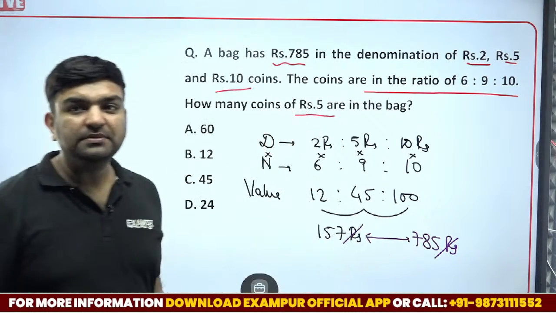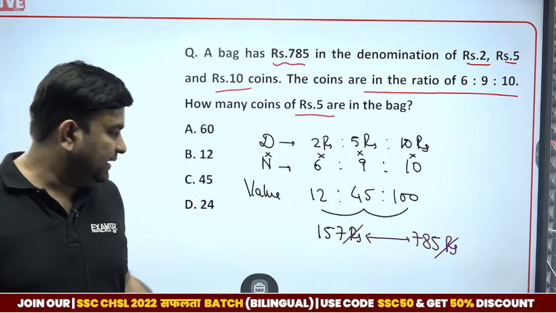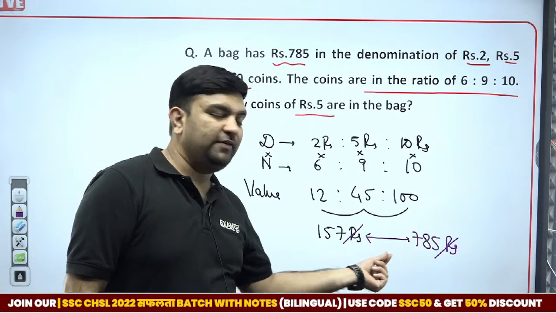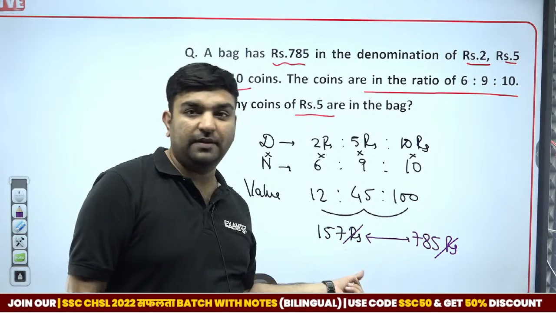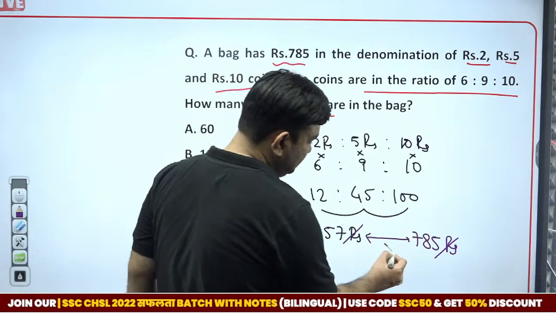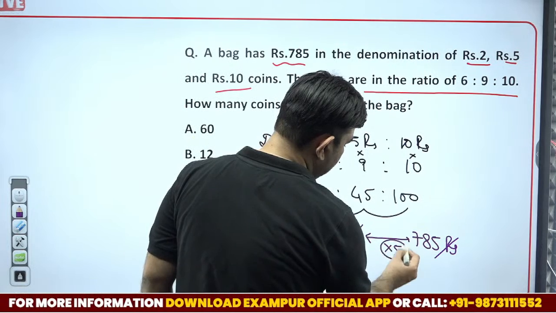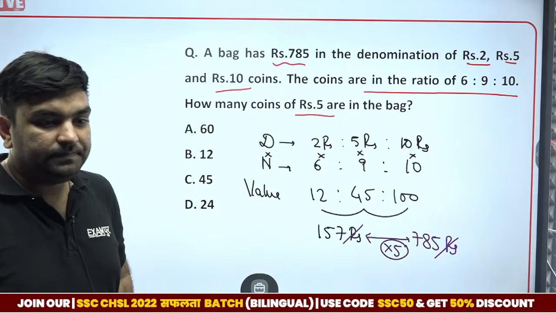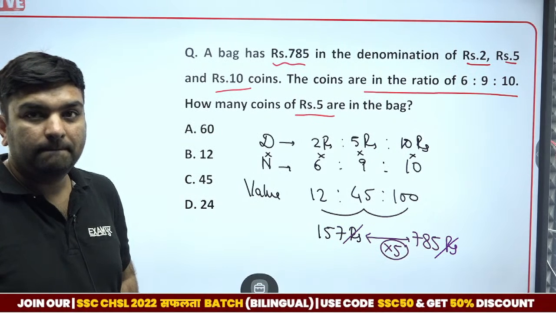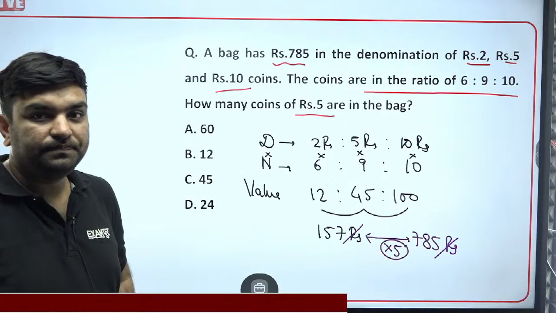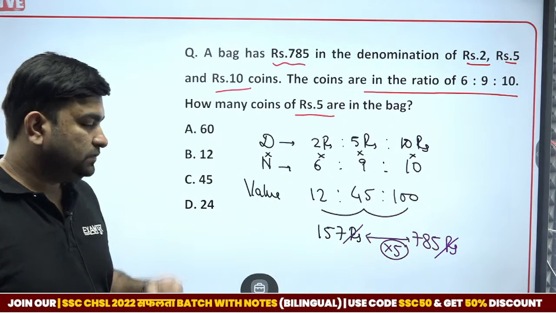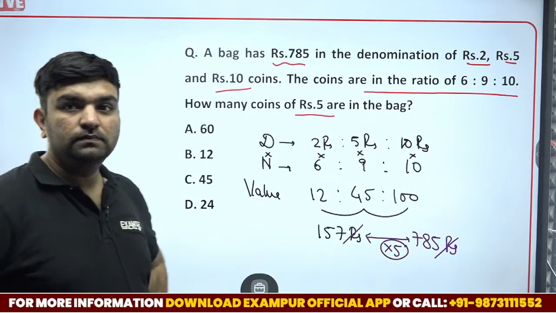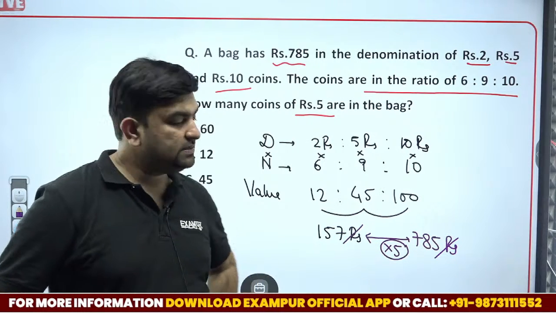Is it 5 times? 157 into 5, because 150 into 5 is 750 and 7 fives are 35. So it is 5 times.